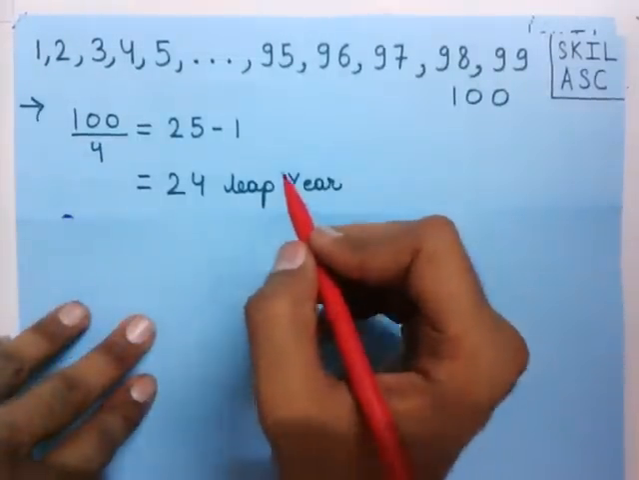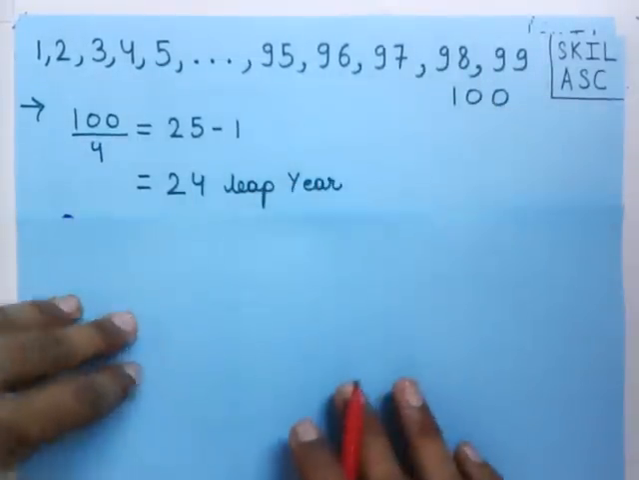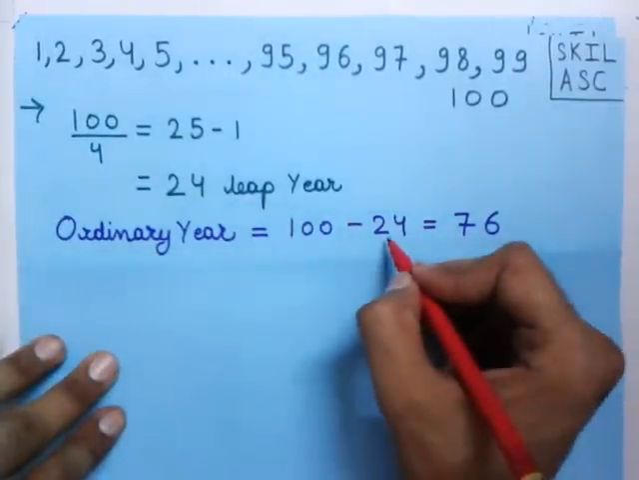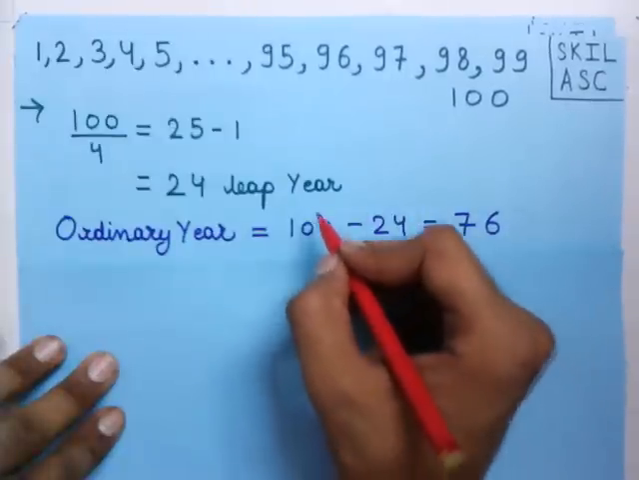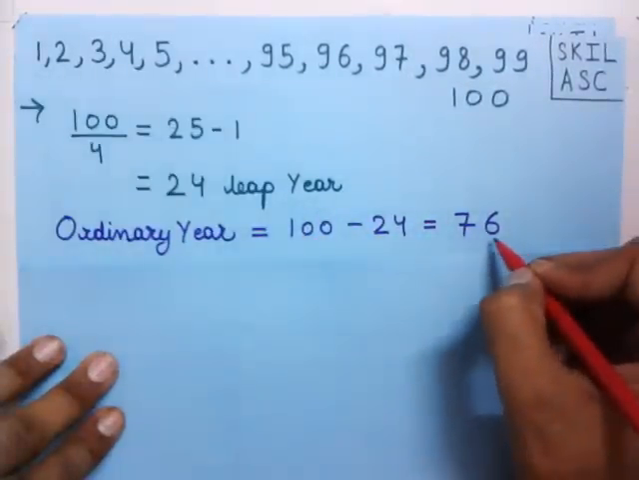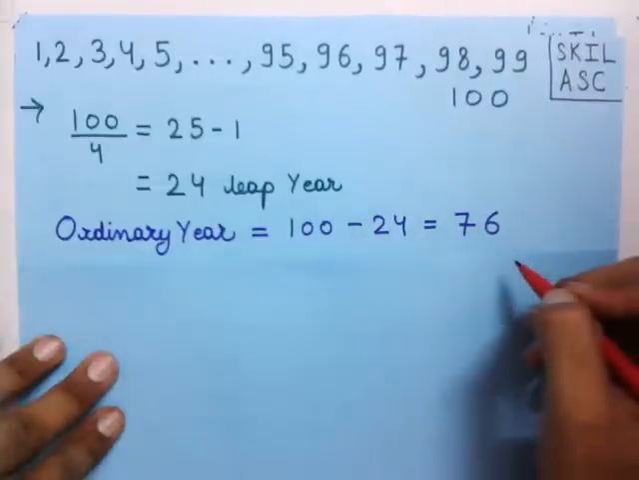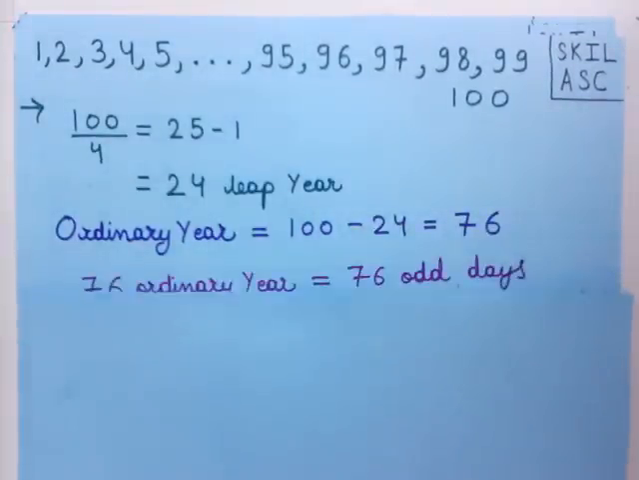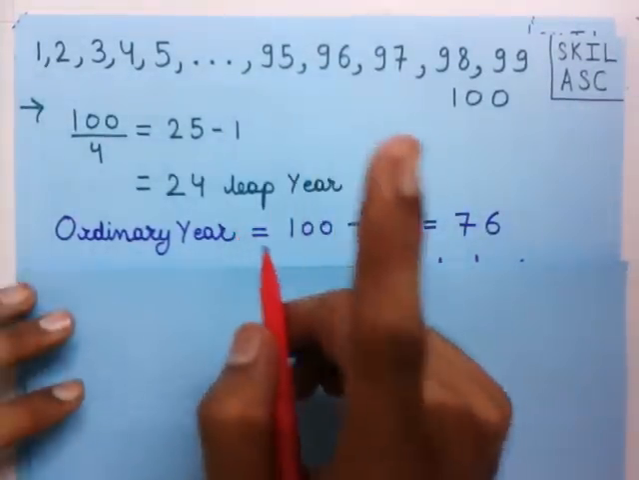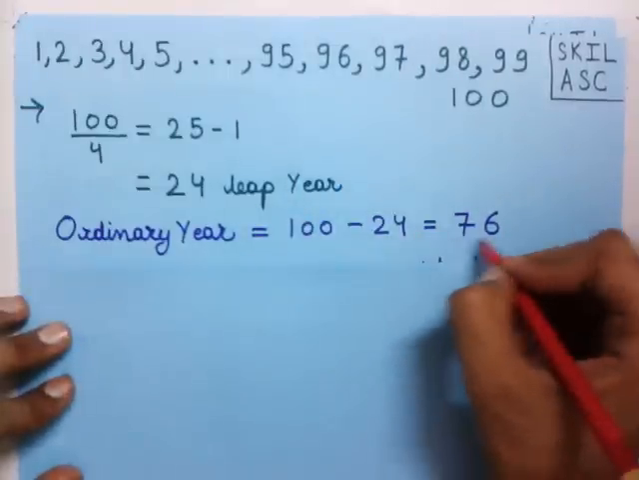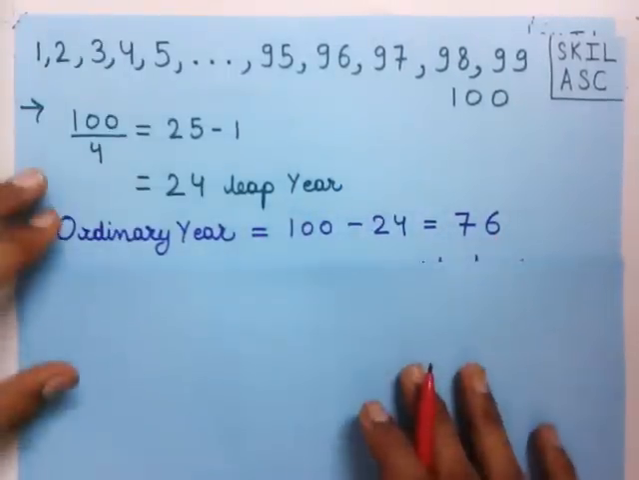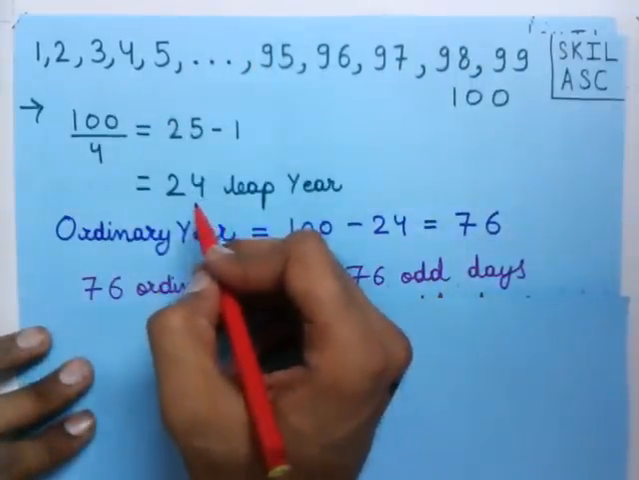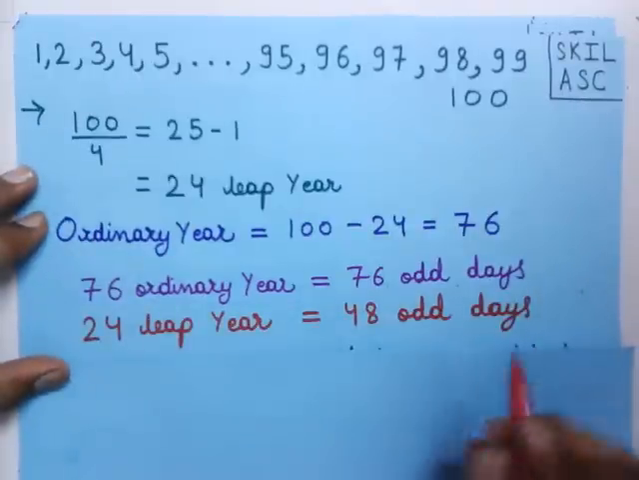Now we know that the year which is not a leap year will be an ordinary year. So we have 24 years which are leap years. Now the ordinary years will be 100 minus 24. These are the number of leap years and these are total years. So 100 minus 24 is 76. 76 is the number of ordinary years. So we have 76 ordinary years and 24 leap years in 100 years. We also know that one ordinary year has one odd day. So these 76 ordinary years will have 76 odd days. And we also know one leap year has 2 odd days. So these 24 leap years will have 48 odd days.